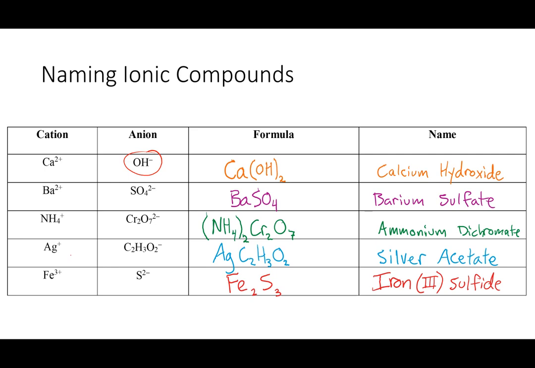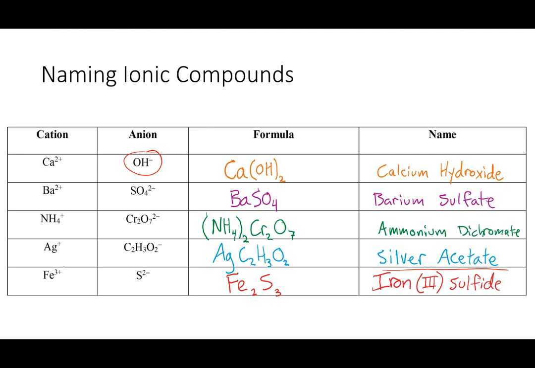Okay, this one was silver. Silver has a +1 charge. Acetate here has a -1 charge. Again, you just combine them in such a way that you make a neutral compound overall. This would be silver acetate, AgC2H3O2. Okay, that's silver acetate.